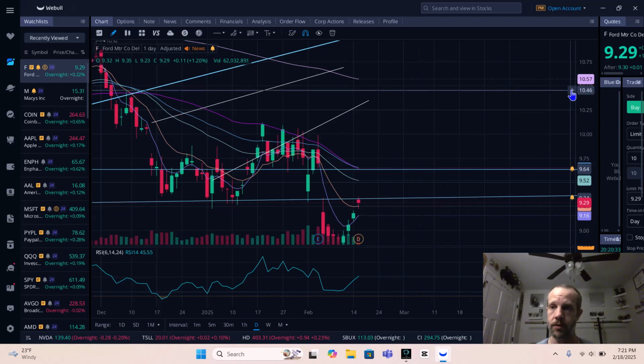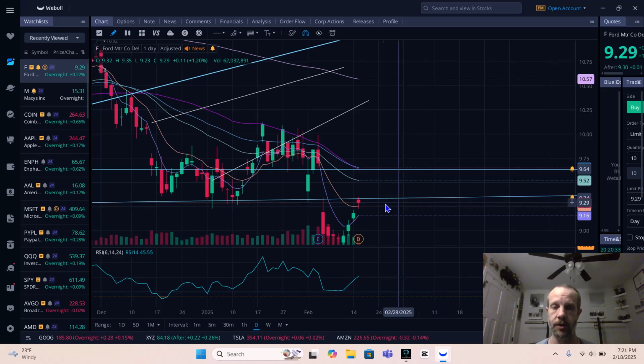So you could do calls, or you could do shares. Since it's a cheaper stock, you could load up on shares and swing that small price there.